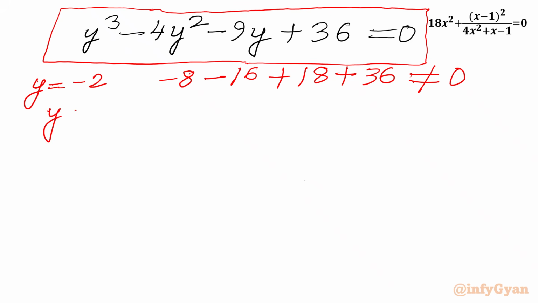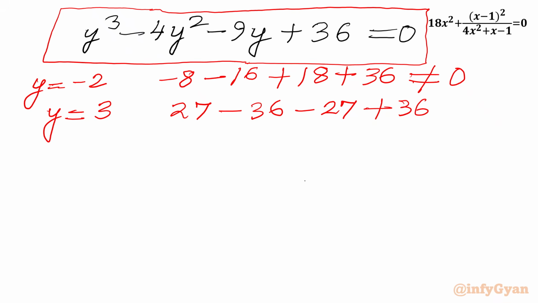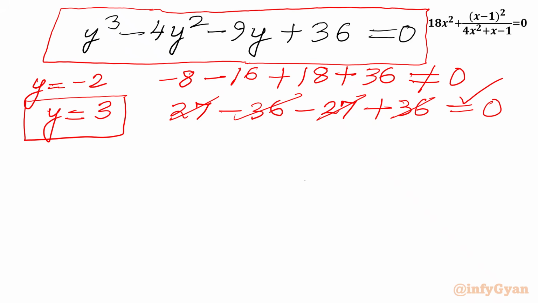Now we will check y equal to 3. Will it satisfy? 3 cube is 27. Minus 4 times 9 is minus 36. Minus 9 times 3 is minus 27. And then we have 36. So yes, minus 36 plus 36 minus 27 plus 27 will get over. And we are going to get RHS 0. That means y equal to 3 is a base solution for this cubic equation.